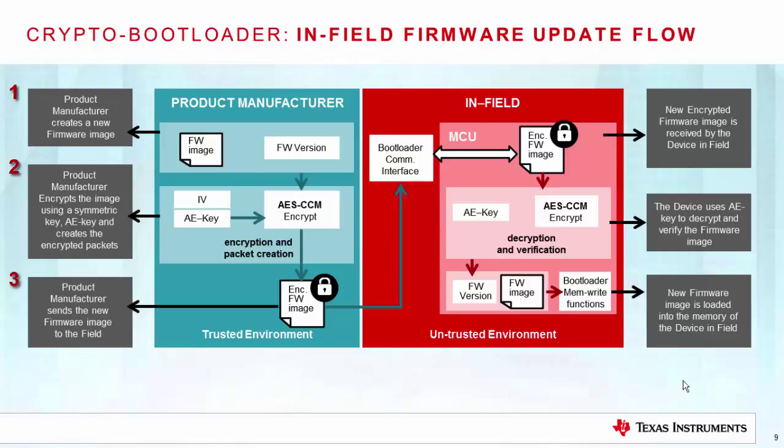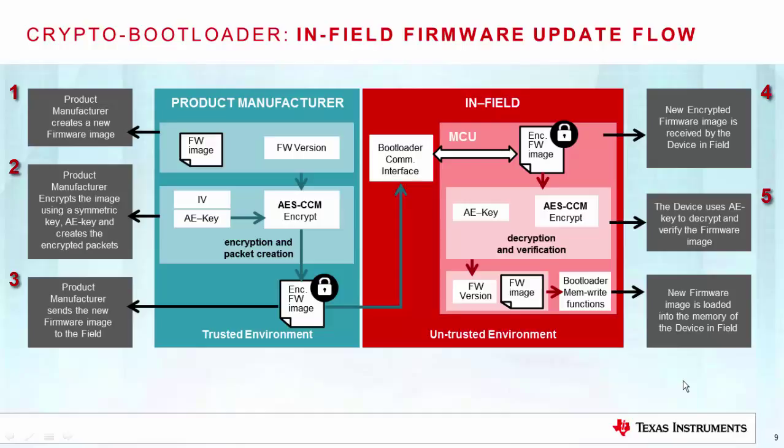Step 3. The encrypted firmware image is sent to the device in the field. Step 4. The firmware image is received by the device in the field through the bootloader communication interface. Step 5. The firmware image is decrypted and its authenticity is verified.